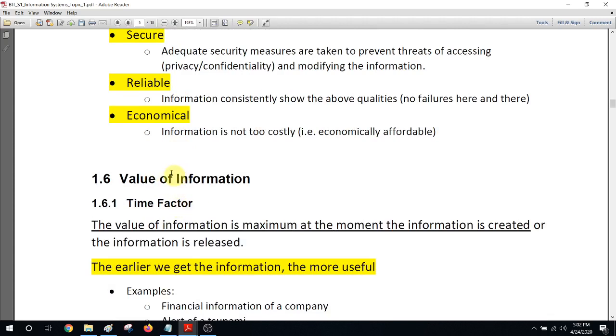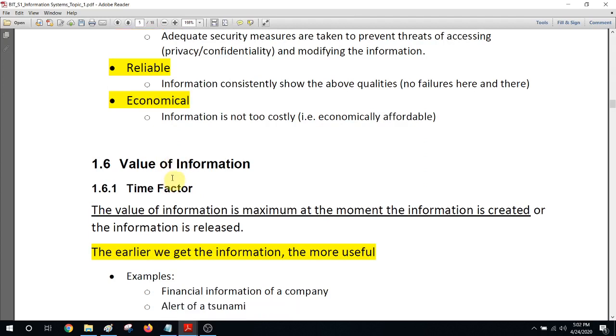Then we are going to discuss the value of information. You have to consider two factors, the time factor and the cost factor. When it comes to the time factor, the earlier you get the information, the higher the value. That is why people are crazy to get information very early, and also crazy to give information very early, right? When you hear that the A-level results are out, everyone goes after their results. That is the time factor, right? It may not be true for all information, but in general that nature is there.